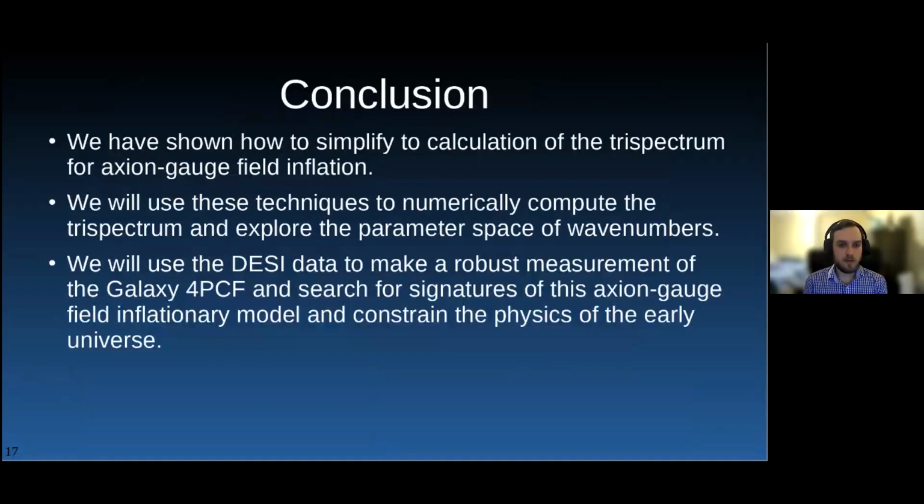So in conclusion, we've shown how to simplify the calculation of the trispectrum for Axion gauge field inflation. We will use these techniques to numerically compute the trispectrum and explore the parameter space of wave numbers. And ultimately, we will use the DESI data to make a robust measurement of the galaxy 4-point correlation function and search for signatures of this Axion gauge field inflationary model and constrain the physics of the early universe. Thank you.